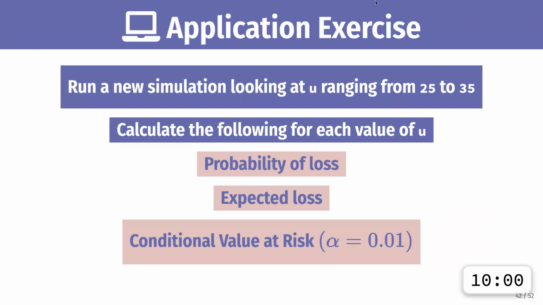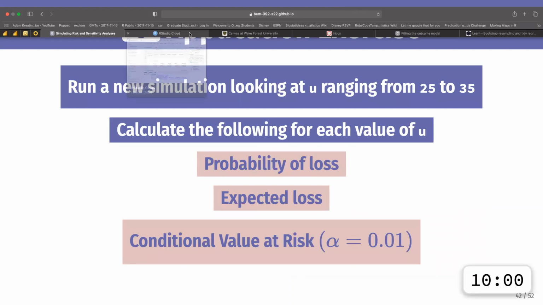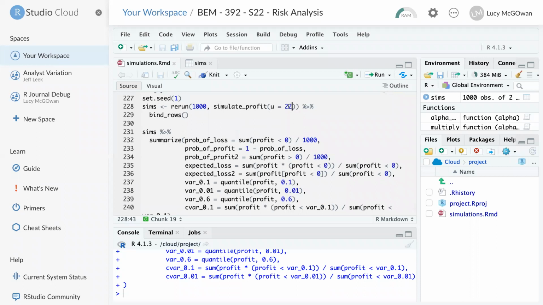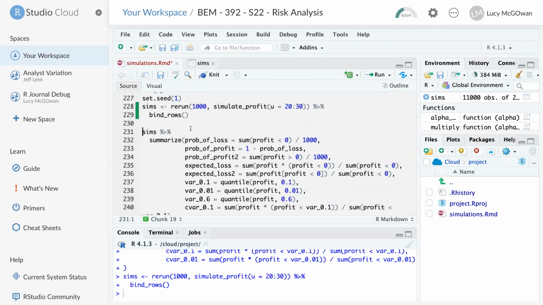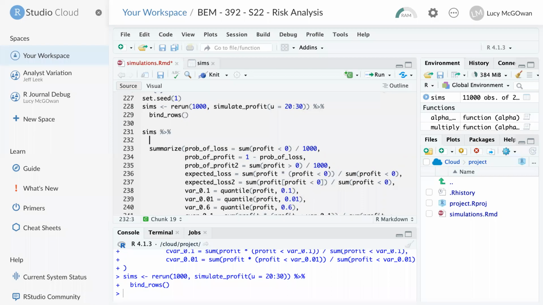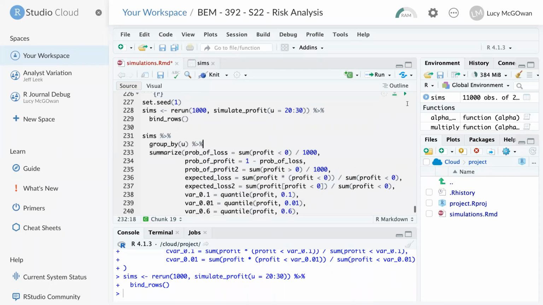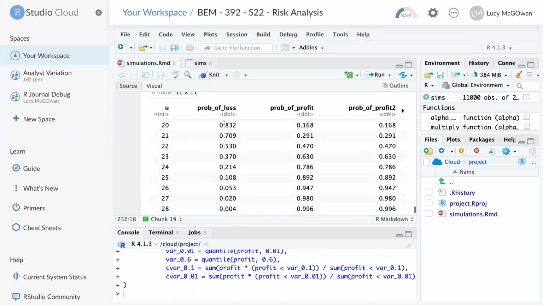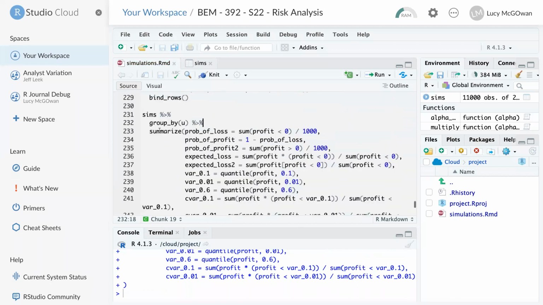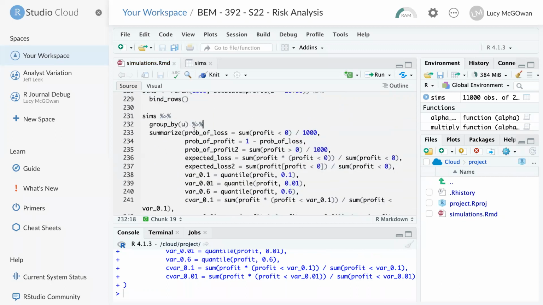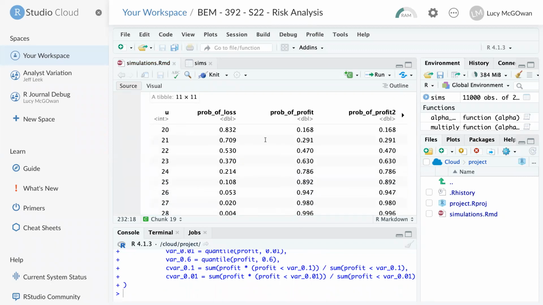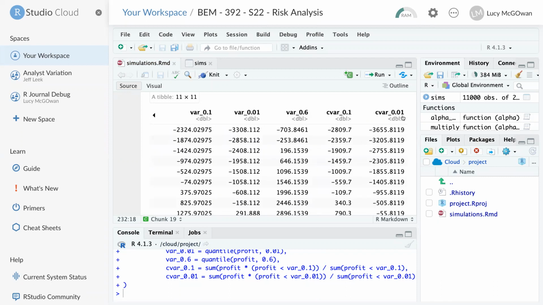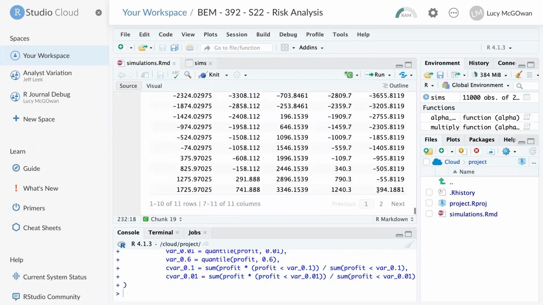Just in the interest of time, I'm just going to show you how, if you take that exact same code that we've done before, I'm going to change my U here to 20 to 30 and just add this group by U. Now I can calculate this exact same quantity for every value of U. The group by function lets me calculate these summary statistics within each of the U categories. And so now I have my probability of loss, my probability of profit, my value at risk, and my conditional value at risk for each of these different scenarios.